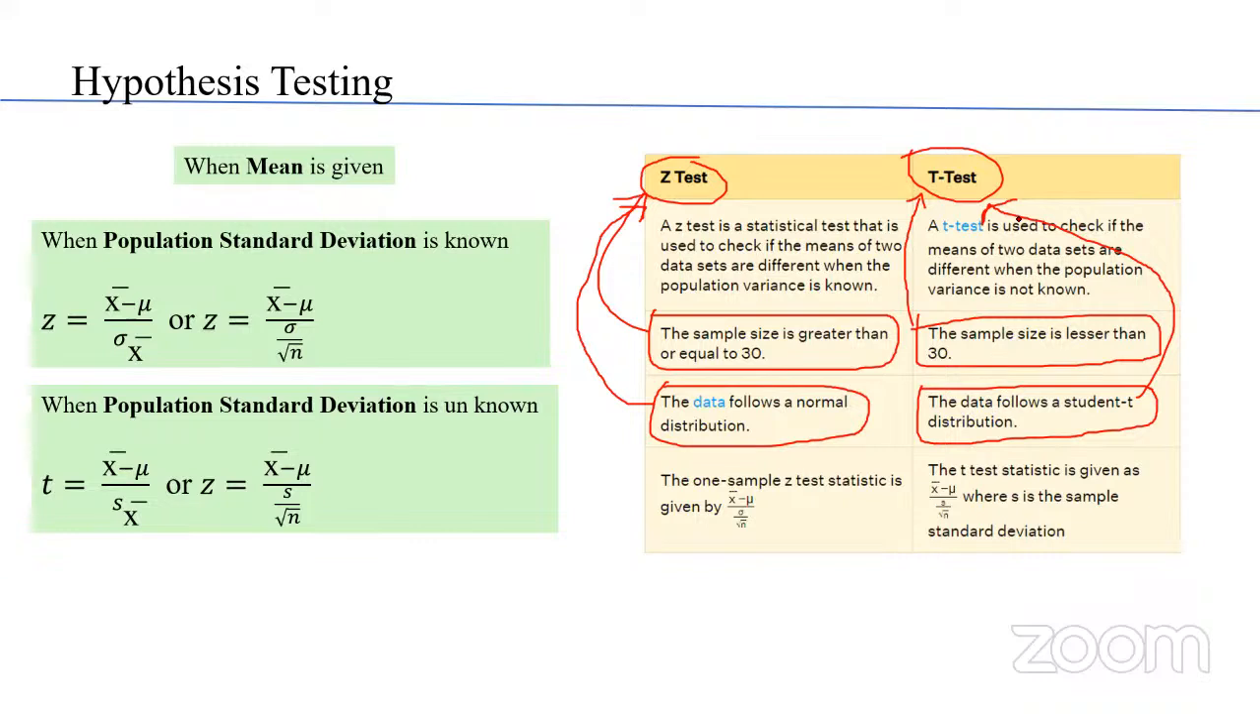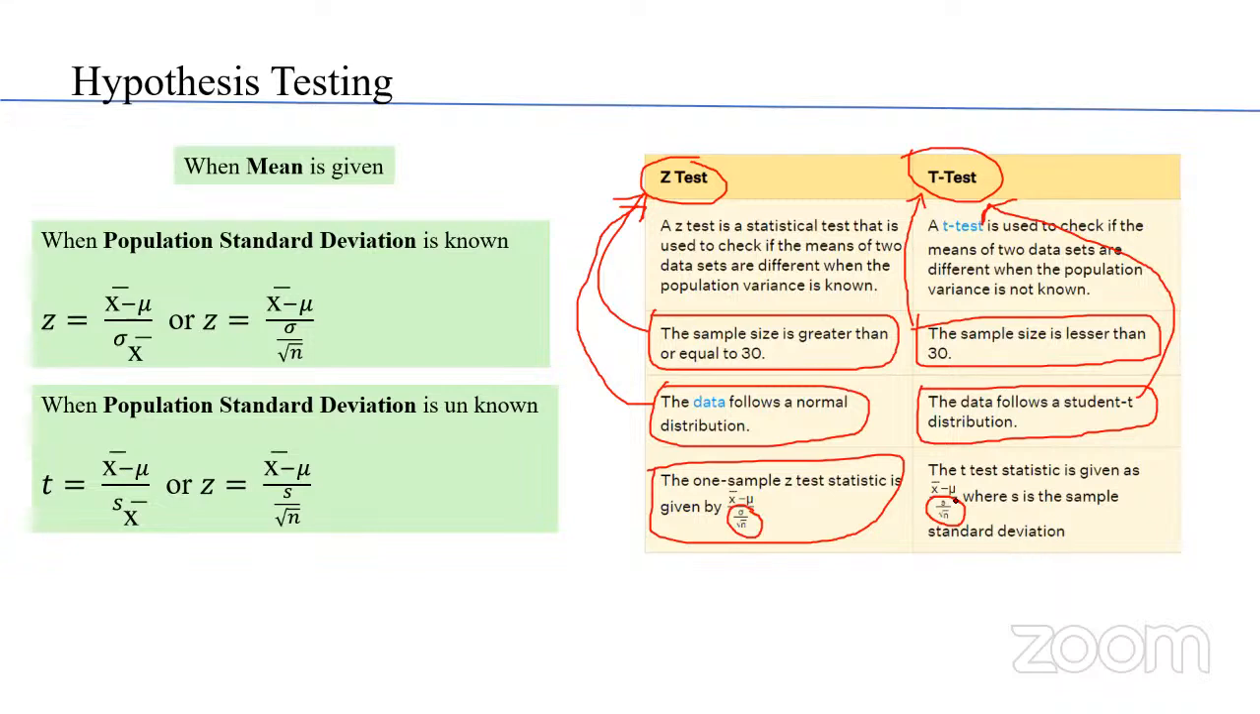And the one sample Z test is given by a formula: X bar minus mu divided by standard deviation divided by square root of N. The T test will be used similarly. The only difference between these two is that this one uses the population standard deviation divided by square root of N, and this one uses the sample standard deviation divided by square root of N. Apart from that, the procedure and everything is the same.